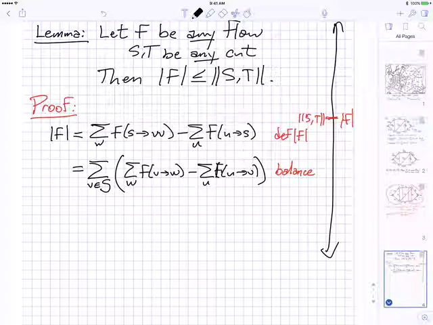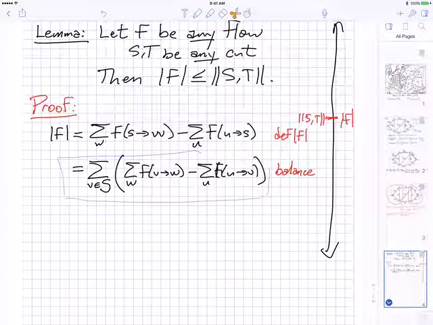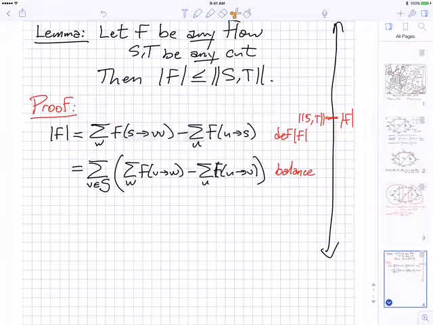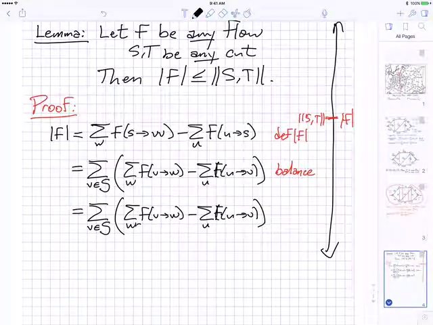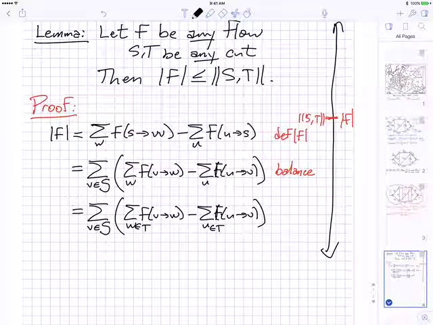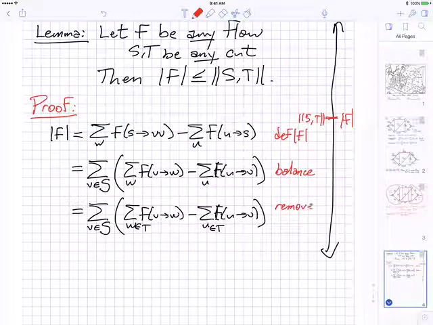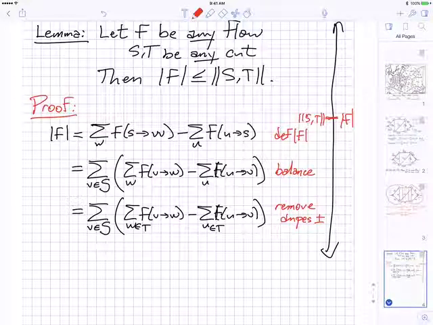The only way I don't get anything canceled is by saying, actually, I only care about W and U if they're on the T side of the cut. Okay? So all this is removing duplicates, which sort of cancel each other. I'm again just removing a bunch of zeros.